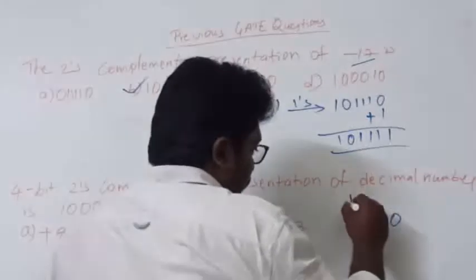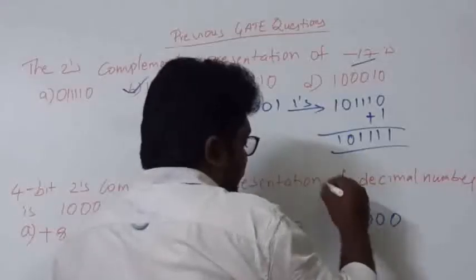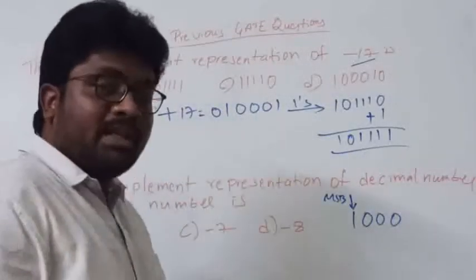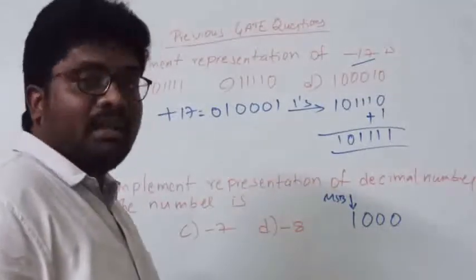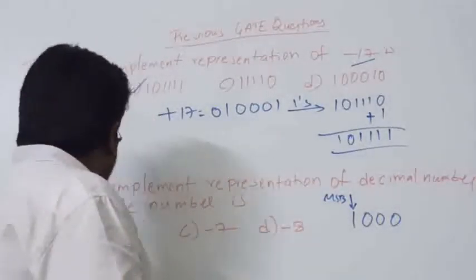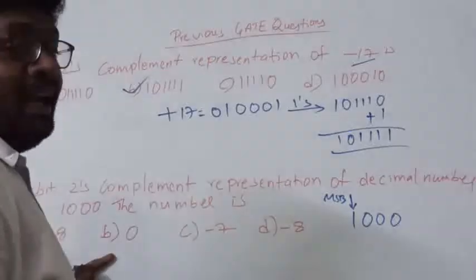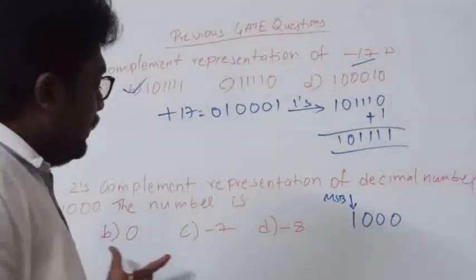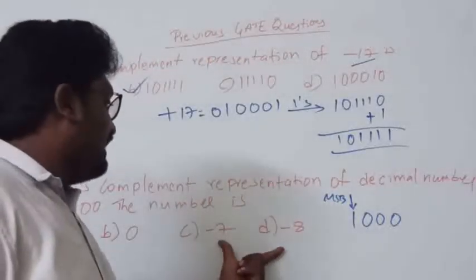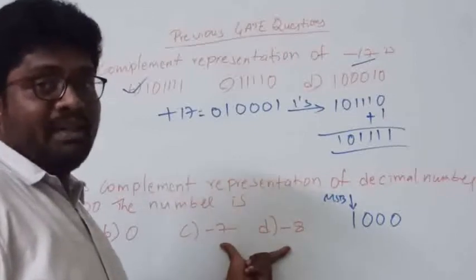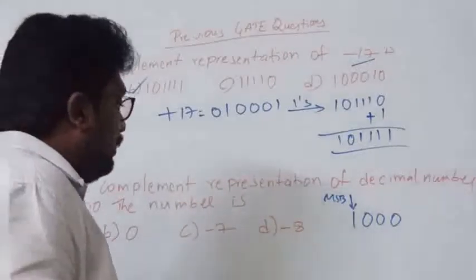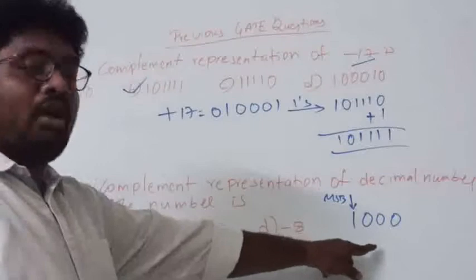Here the MSB is 1. If the MSB is 1, then the number is a negative number, right? So we can skip A and B. Options A and B can be skipped. So the only answer is either minus 7 or minus 8. So it is in its 2's complement representation.